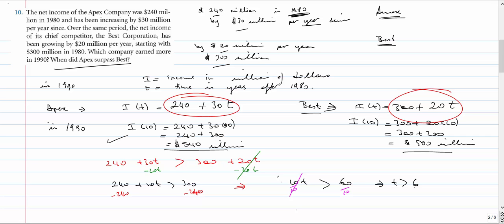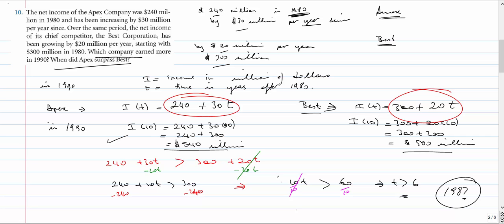T is greater than 6. Because it's greater than 6, it's not 6. So 1980 plus 6 is 1986. So the answer is 1987 because it's greater than, not greater or equal to, 6. So what counts as a year greater than 6 is 7 years. So 1980 plus 7 is 1987, the answer.